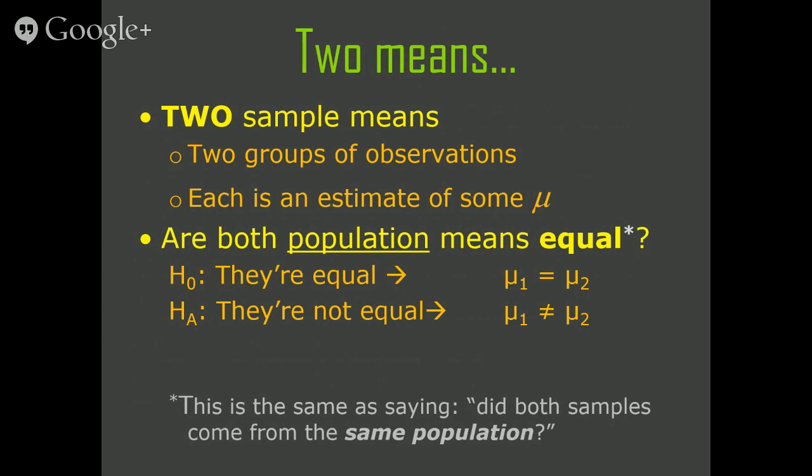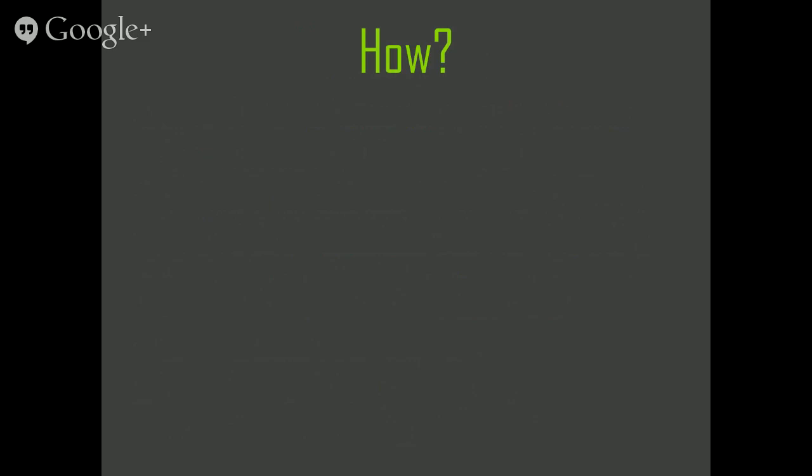That could mean the same group of people or the same process that created these values. And saying that they're different is saying they came from different populations. So we really are talking about differences in where things came from. We're back into this situation of looking at some sample means, some statistics, and saying, where did you come from? Did you come from the same place or did you come from two different places?